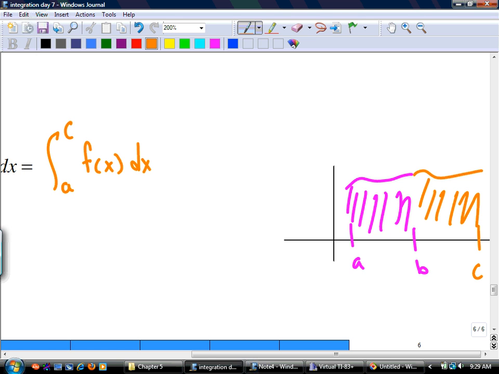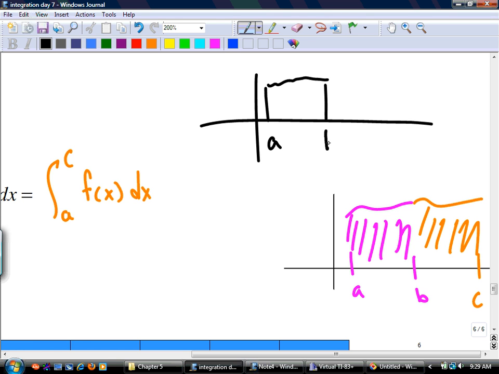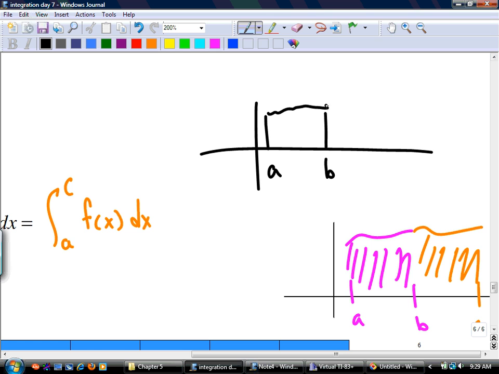But why would it be important to think about it in two separate places? Well, sometimes life ain't nice, and you'll have to go find that area, and then all of a sudden you have a change in the function. Oh, Mr. App, piecewise functions. You can't go from A to C all at once. You've got to go from A to B, find that area, stop, find the area from B to C, stop, and add those two areas together because the function changes at B.